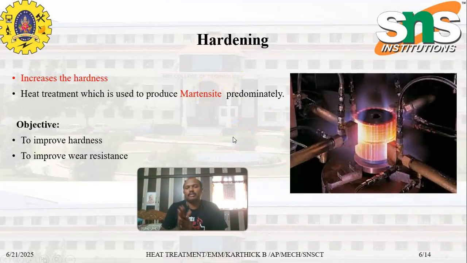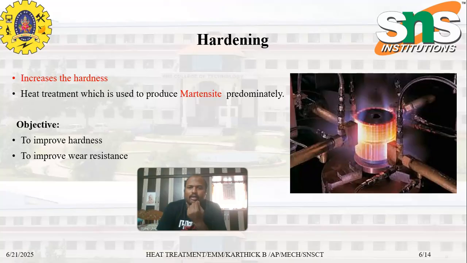From normalizing, next we are going to see hardening. As the name implies, it is used for hardening purposes. So we are going to increase the hardness of a particular material. Hardness is the resistance towards wear or scratch. Once a material is hardened, it can be used for applications where high hardness is required.